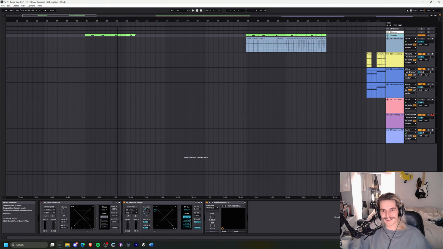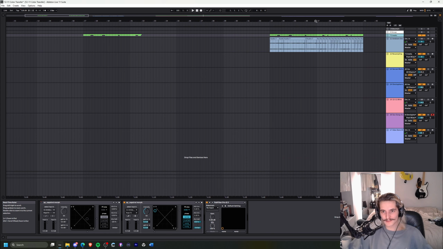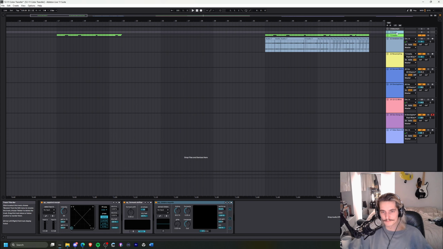So, these are some new sound design tools, the pack of plugins you can see here. It's called Color Transfer. All three of these together, the bundle, I suppose. They were created by this producer Alexander Panos.